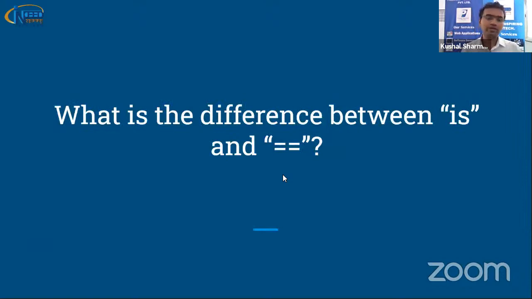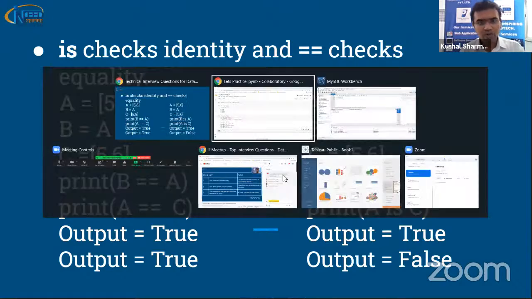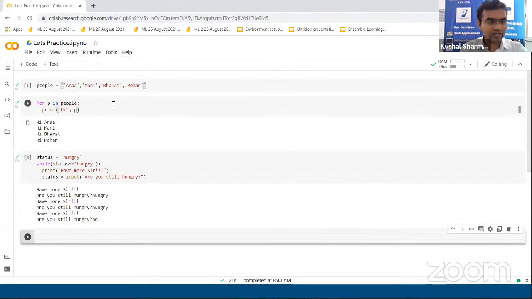Now, the next question we have is, what is the difference between is and double equals? Let us understand the difference between them. So, is checks the identity and double equals checks the equality. For example, I have A is equal to, and I'm creating a list. I already have a list, people. You can see here, I already have a list, people.